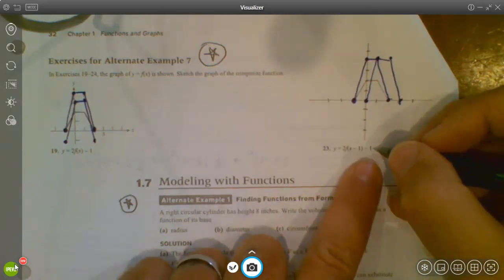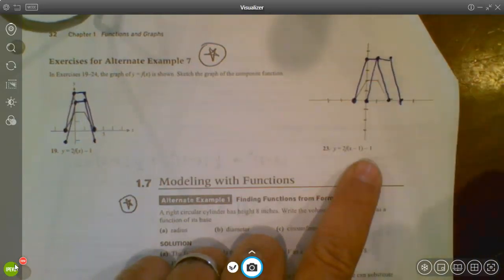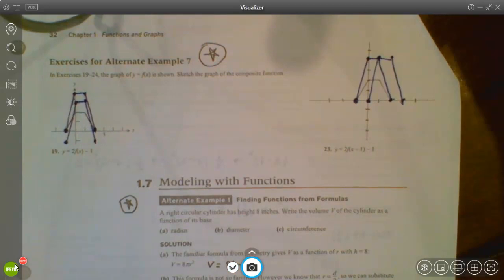Now I can do the whole thing down 1, so I'm simply going to take those 4 points, move all 4 of those down 1, and that would be your finished product. And so that's it for 1.6.